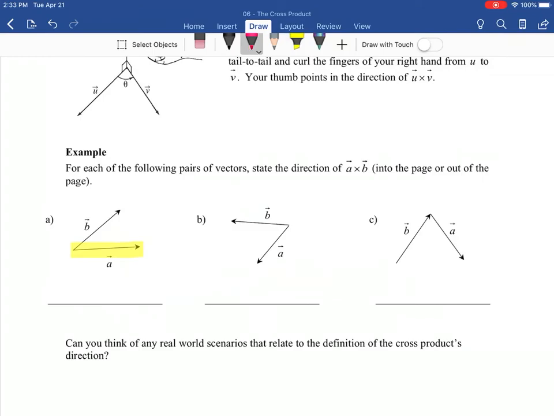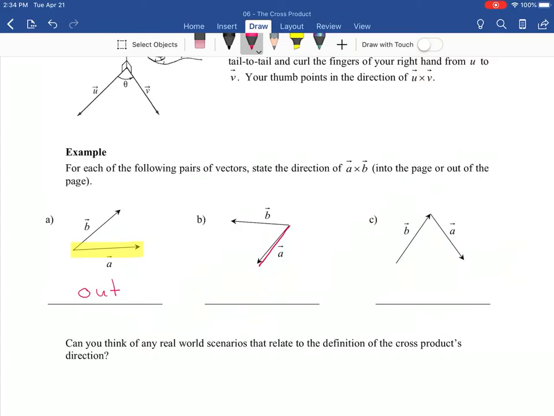The direction we want is so that your palm is towards the second vector. And so when you do that, you should see your thumb is pointing straight up towards you. So that u cross v, in this particular case our a cross b, your thumb comes out of the page.